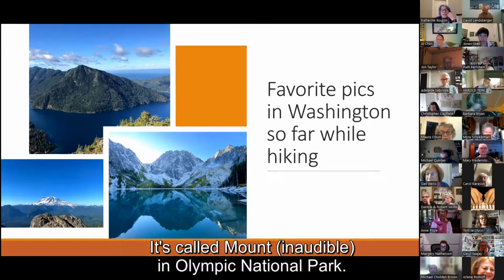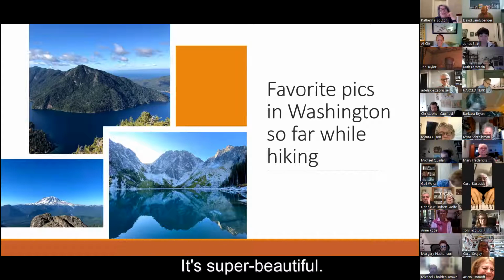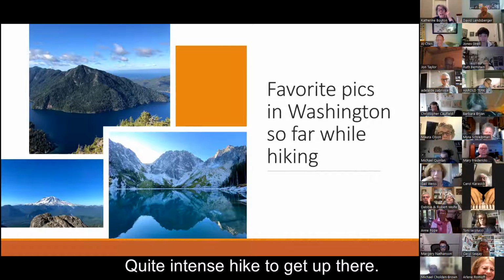It's called Mount Storm King. It's in Olympic National Park. It's super beautiful, quite an intense hike to get up there.